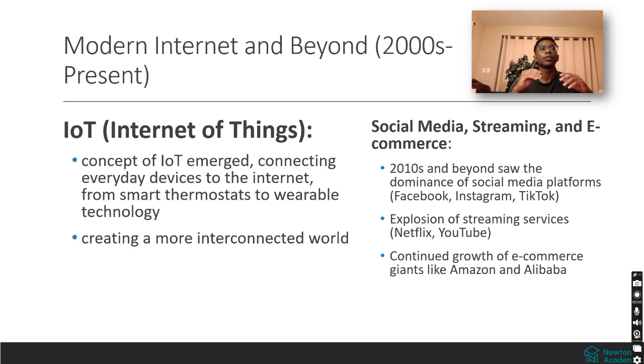We also have the rise in the concept of IoT, which allowed everyday devices to be connected to the internet, from smart thermostats to wearable technologies such as smartwatches. This created a more interconnected world on a personal level. And then we have social media, streaming, and e-commerce booms happening in the 2010s, which see the rise of social media giants such as Facebook, Instagram, and TikTok. We see the explosion of streaming services such as Netflix and YouTube, and we see growth unlike ever seen before of e-commerce giants such as Amazon and Alibaba.